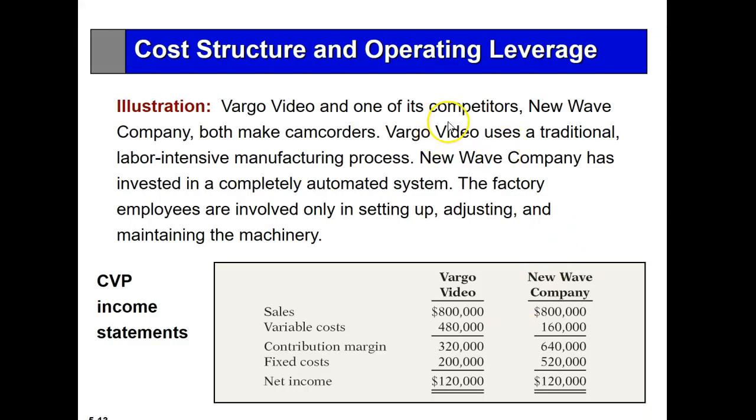Let's take another example. Let's assume we have a company called Vargo and one called New Wave. Both make the same product. Both sell 800,000. Both have net income of 120. Vargo uses a traditional labor-intensive manufacturing process. New Wave is more automated, so it's what we call capital intensive. You can see that the variable cost for Vargo is 480, but for New Wave 160, therefore a different contribution margin. But the fixed cost for Vargo is quite a bit lower than the fixed cost for New Wave.